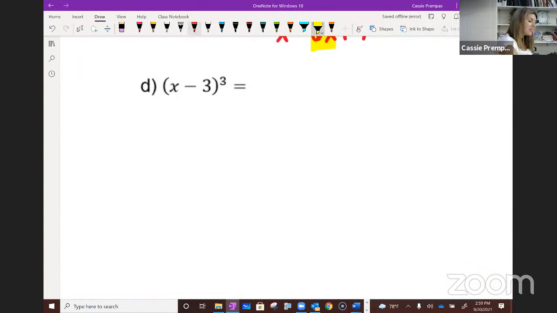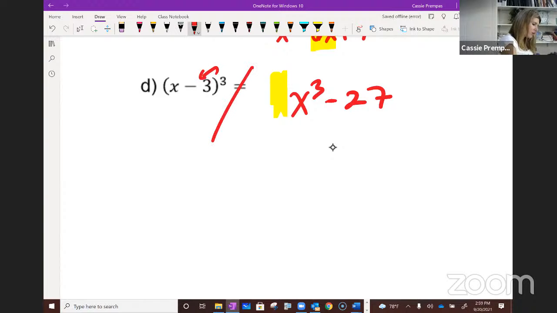Letter D, is this equal to x cubed minus 27? No, do not. Never, ever, ever. No distribute. That doesn't even make sense. It's the end of the day. No distribute. Do not distribute to terms.